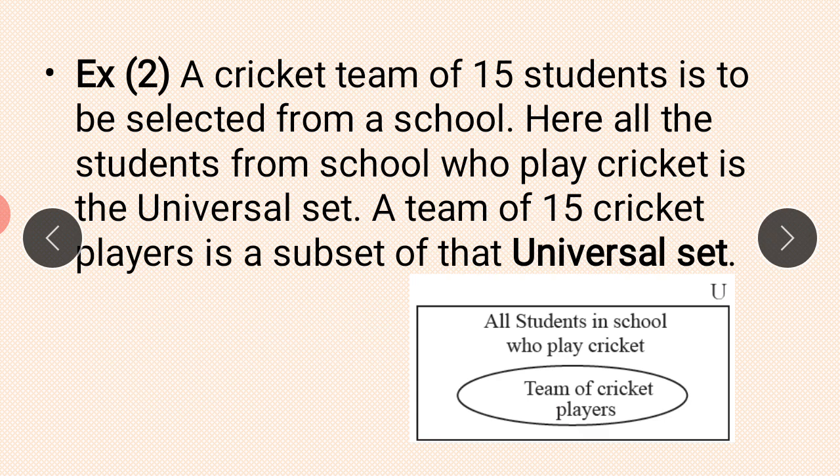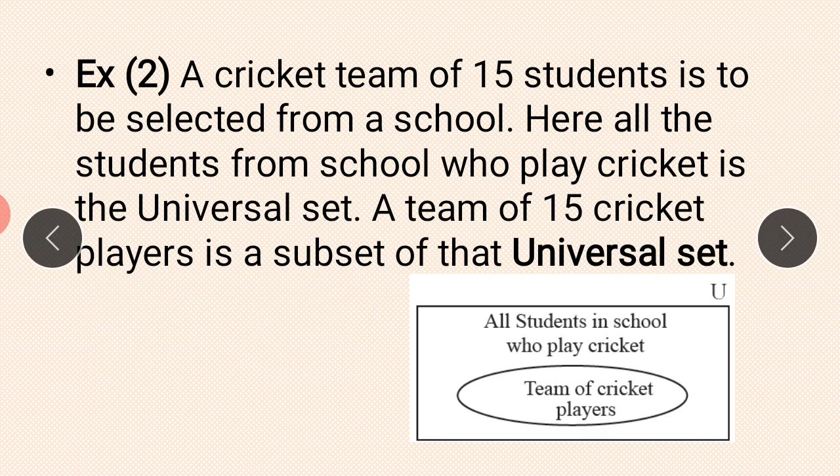See one example. A cricket team of 15 students is to be selected from a school. Here all the students from school who play cricket is the universal set, and a team of 15 cricket players is a subset of that universal set. Understood this one? Students, all the students from school who play cricket is the universal set, and the team of 15 cricket players is a subset of that universal set.